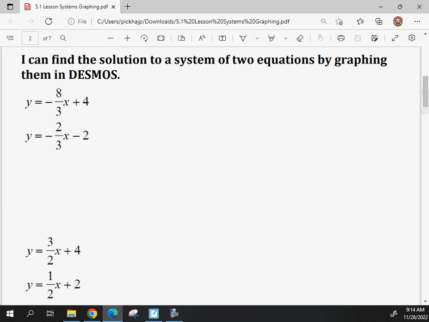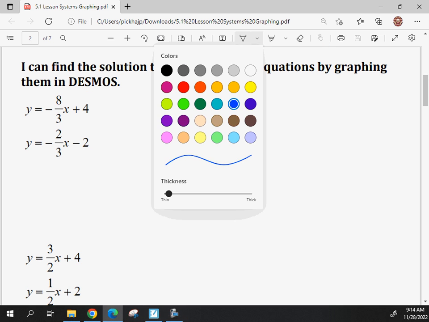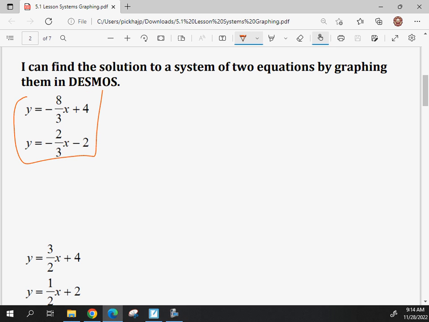So I have a system of equations right here. And that's just a fancy way to say that I have two equations and I want to know how those two equations interact. So the first thing I'm going to do with these equations is put them into Desmos and graph them. So what you should do right now is pause and put these two equations into Desmos like I'm going to.